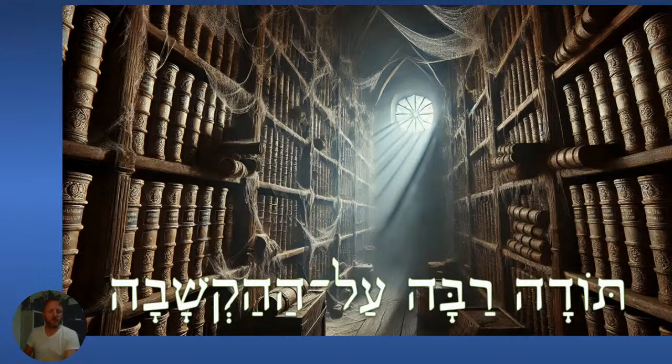Toda rabba al hakshava. Hakshava is from the adjective kashuv. Kashuv means attentive, like you pay attention. Kashuv. Ani kashuv. I am attentive. So hakshava is hikshiv. It's a Hiphil verb. Hikshiv means he paid attention or he listened. Hikshiv. So toda rabba al hakshava. Thank you very much for the attention and for listening. And that's what that means.